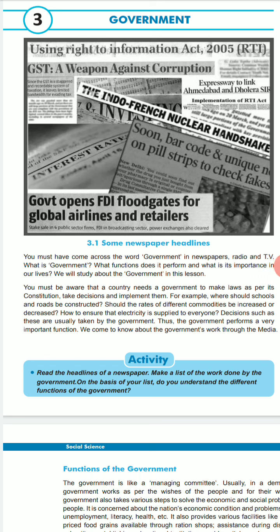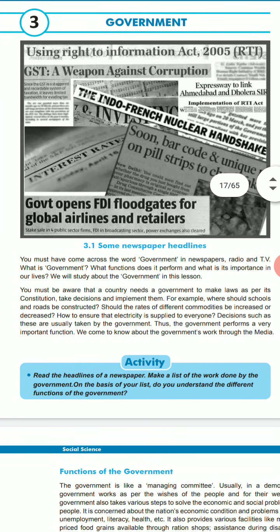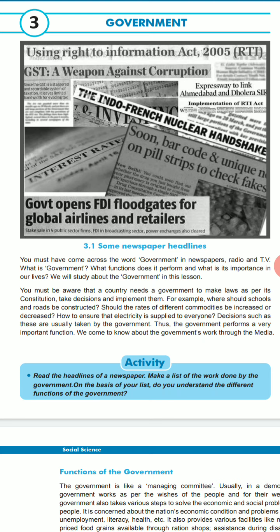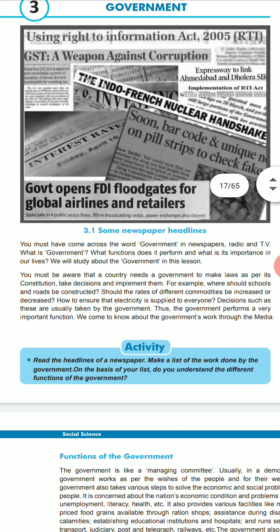Okay? You must be aware that a country needs a government to make laws as per its constitution, take decisions and implement them. For example, where should schools and roads be constructed? Should the rates of different commodities be increased or decreased? How to ensure that electricity is supplied to everyone? Decisions such as these are usually taken by the government. Thus, the government performs a very important function.